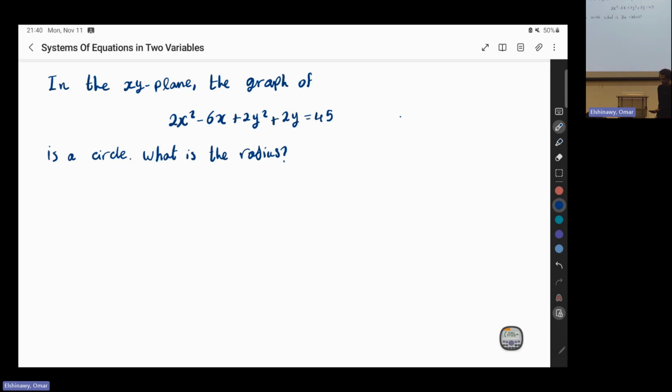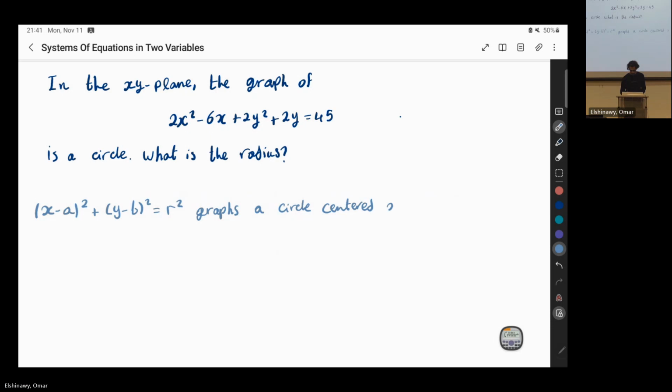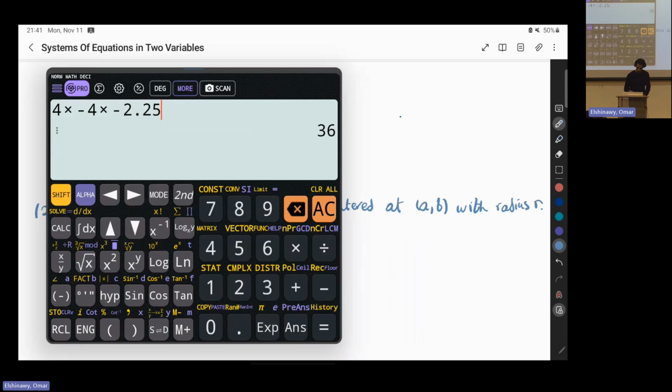And then there are some choices, but I'm not interested in this. So the general equation of the circle looks like this, where this is a circle centered at (A, B) with radius R. Let me give you an example.